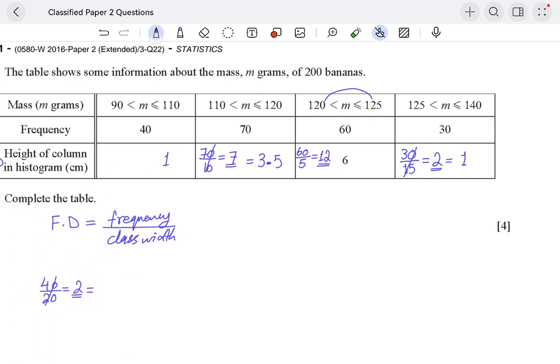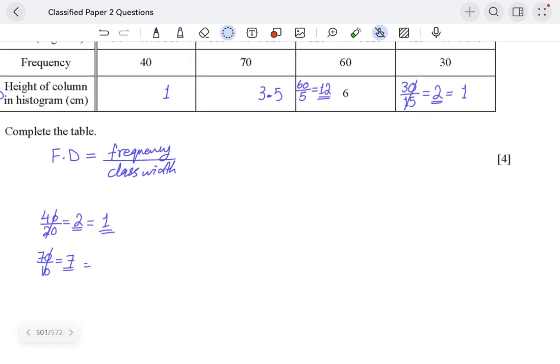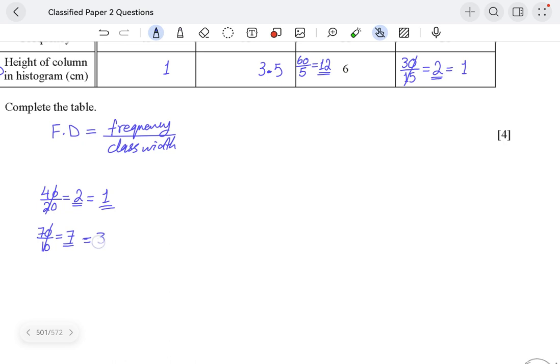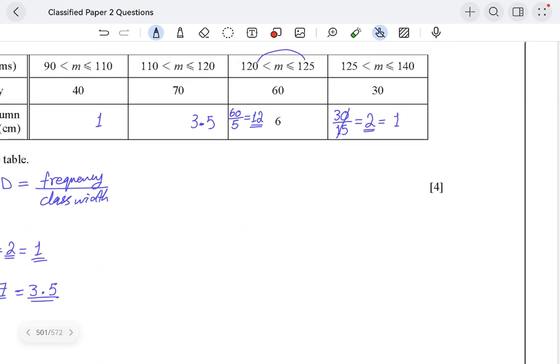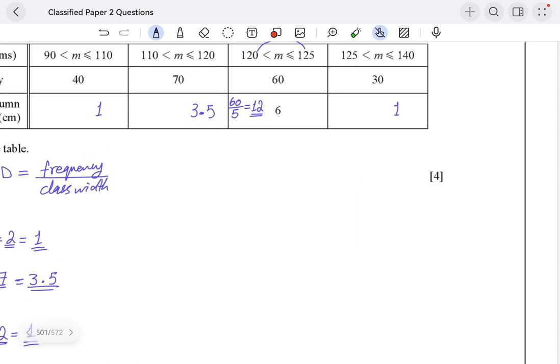This one, the answer was 1 here, and this one here, the answer was 3.5, and number 4, this one, which gives us 1. So this is the idea.